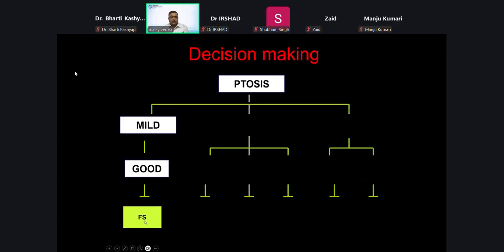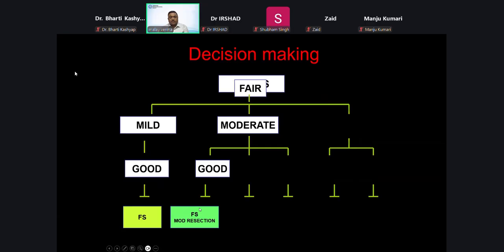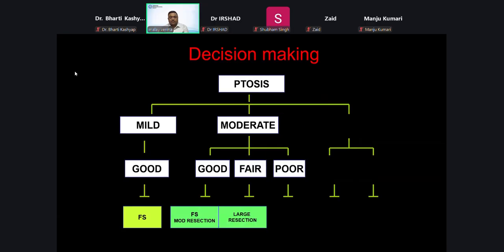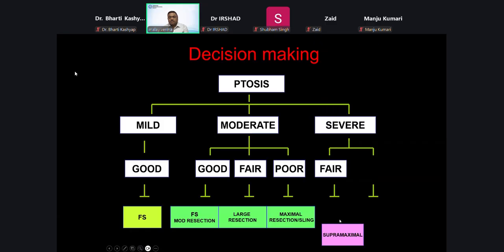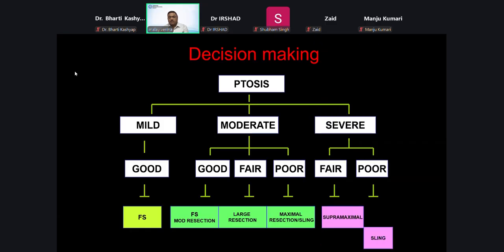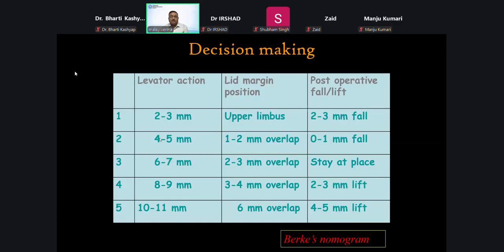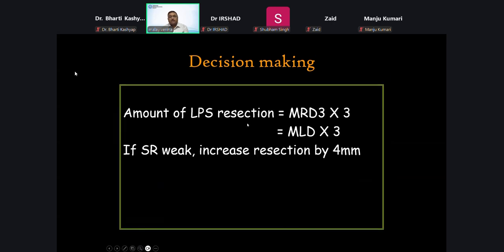For a mild ptosis with good LPS action, we need to do Fasanella-Servat surgery. For moderate, for fair, and for poor LPS actions, we need to do LPS resections. And for severe ptosis with fair or poor LPS actions, we need to do sling surgery. There's another method. This is called Berke's nomogram. This is for decision making during the surgery.